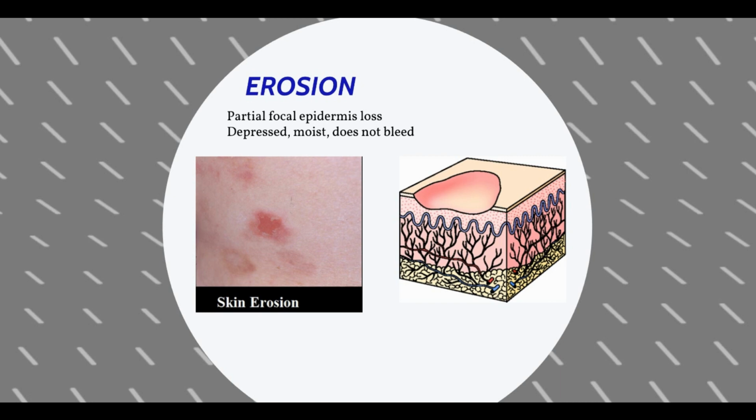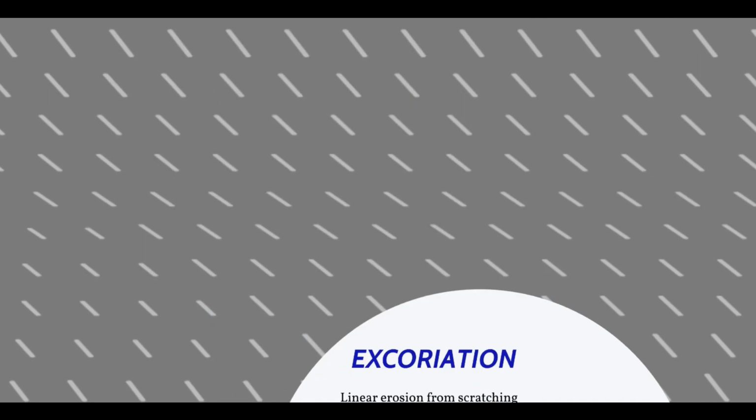So, erosion. So this is a partial focal epidermis loss. So whenever I was talking about if a bulla were to burst, or if you had a blister that was going to burst, this is typically what's left over. You have a depressed and moist, eroded spot of skin. So it typically will only involve that of the epidermis.